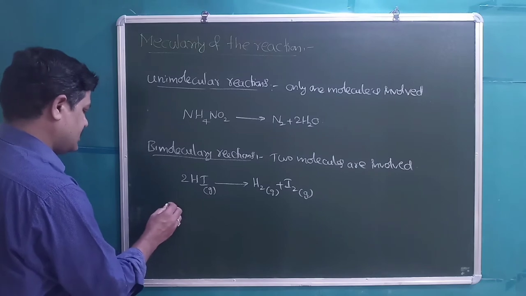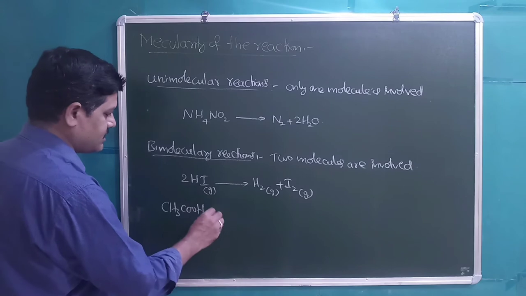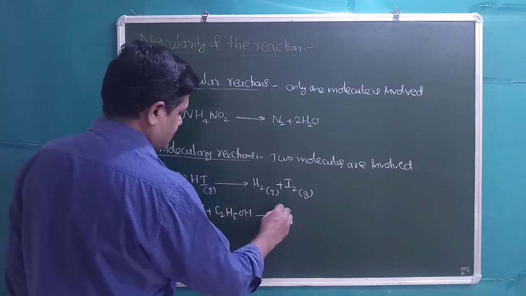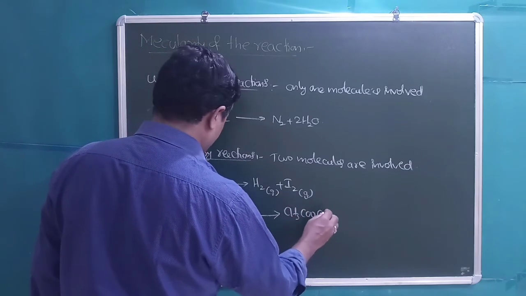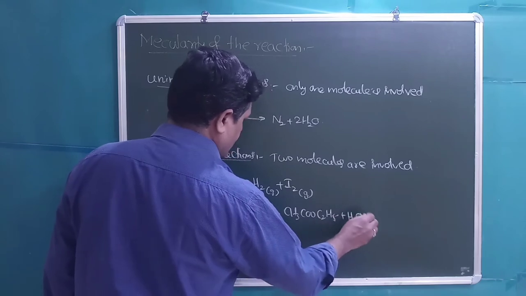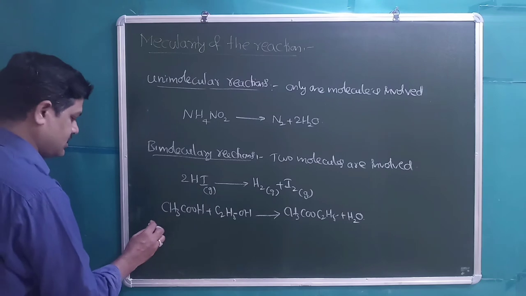Another example is esterification. CH3COOH plus C2H5OH gives CH3COOC2H5 plus H2O. Two molecules are involved, so we can call it a bimolecular reaction.